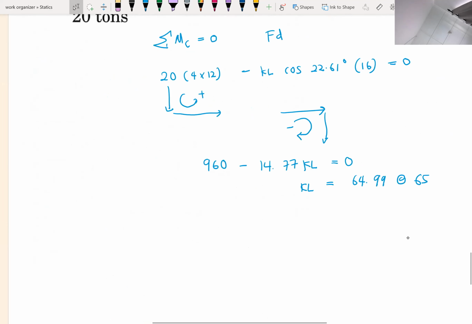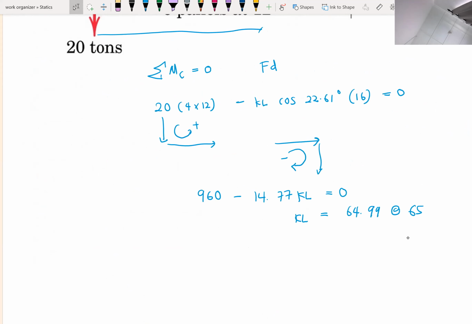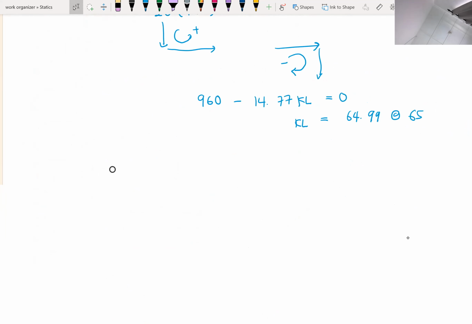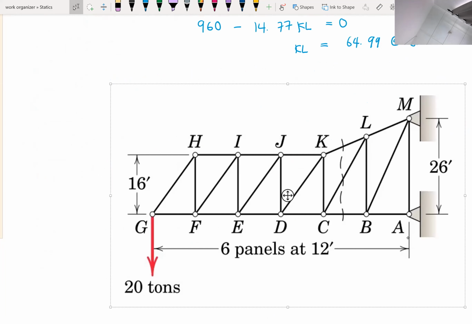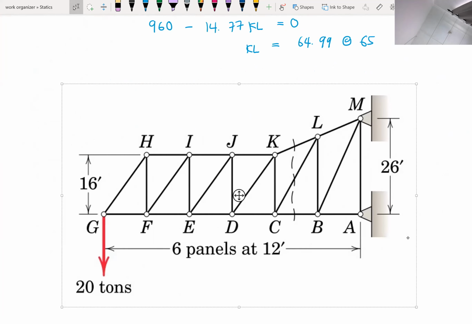So for CL we have to use another point for momentum. So we have to determine using P. Where is this P? We just drag.